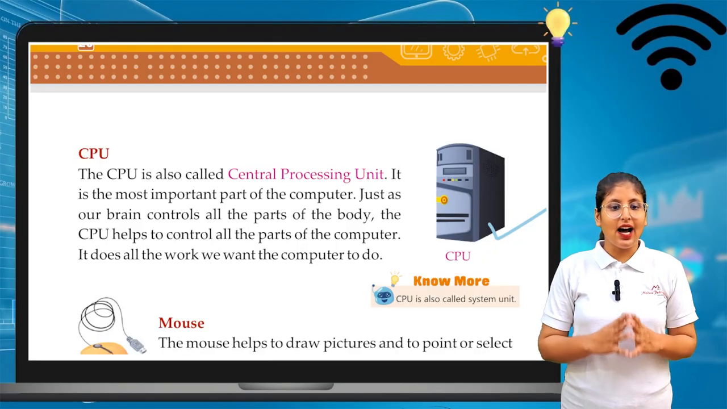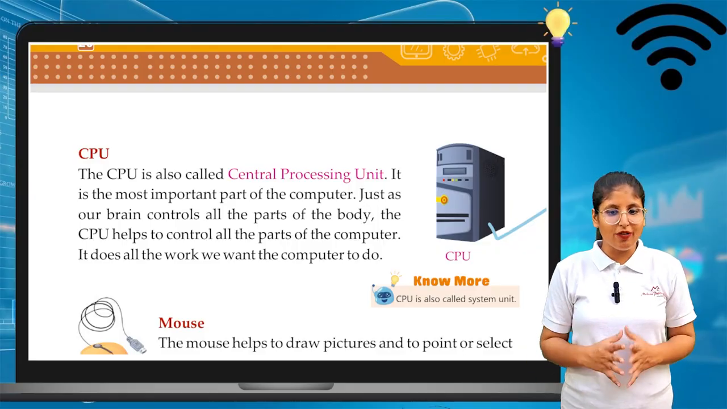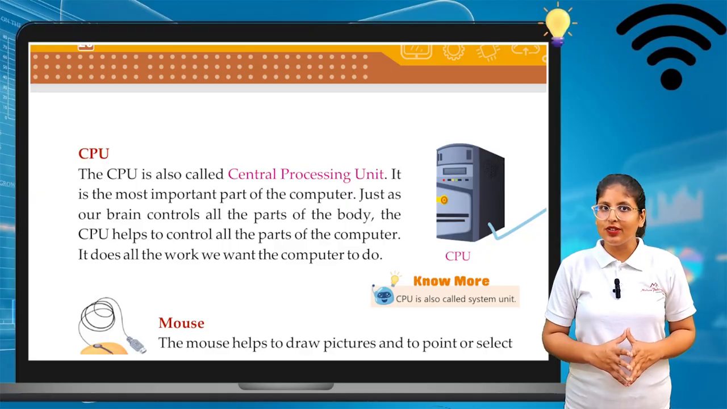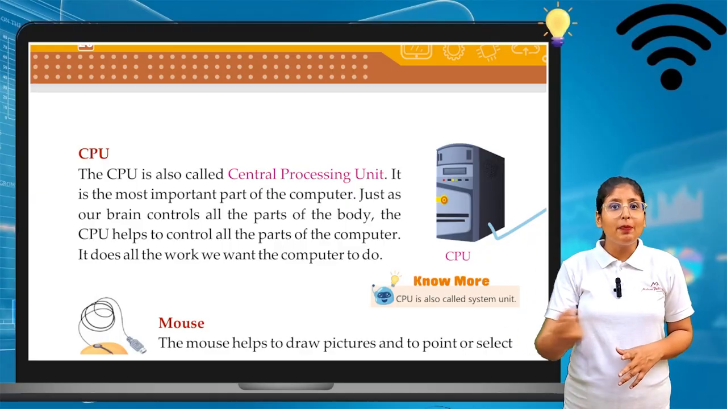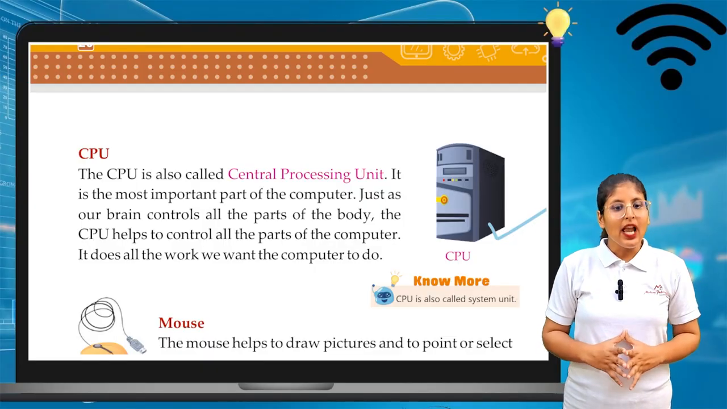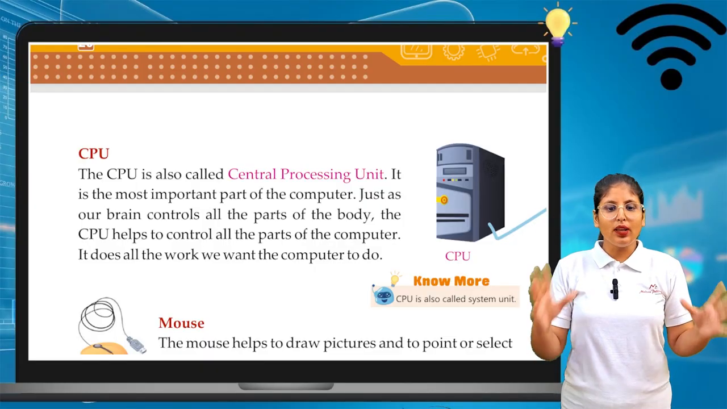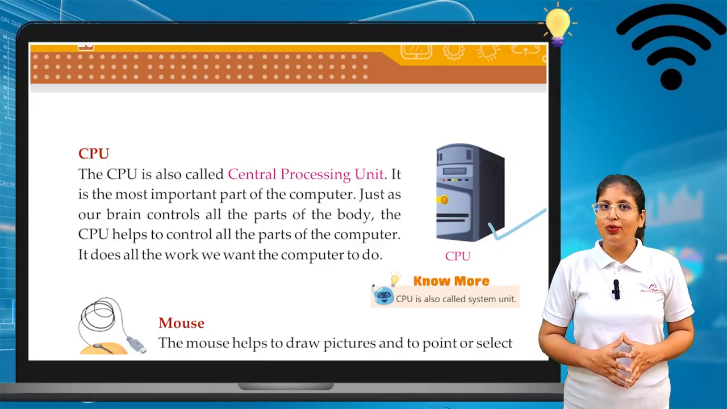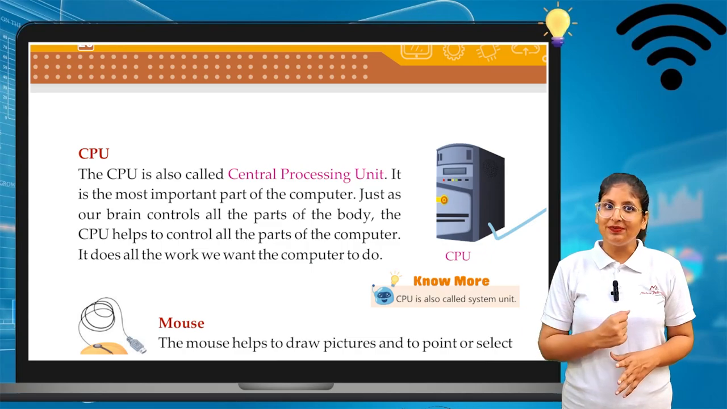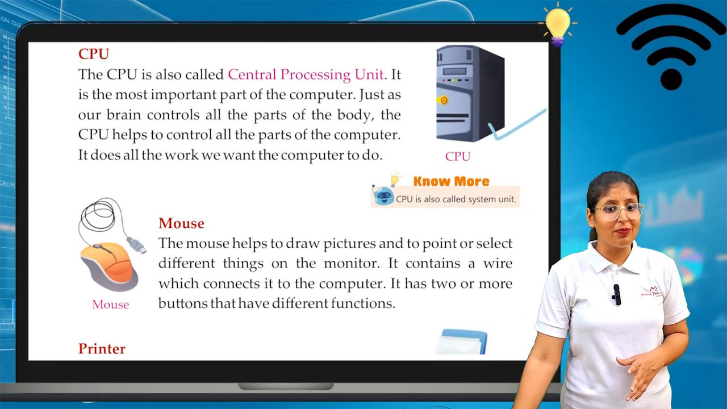Just as our brain controls all the parts of our body, the CPU helps us to control all the parts of the computer. So the CPU controls all the parts of the computer, just like our body is controlled by our brain. So it does all the work we want the computer to do. All the work is done by the CPU. Okay, so the CPU is the brain of the computer.